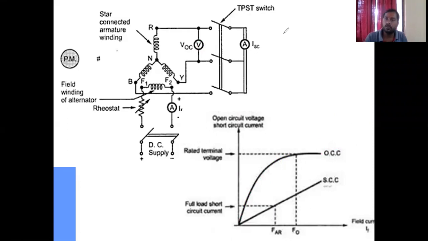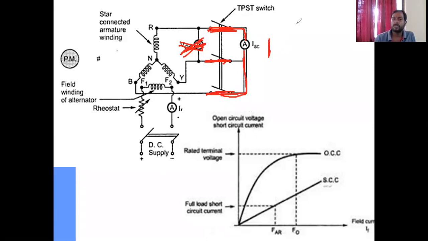Now the SC test. How to perform this SC test? The SC test is similar to the OC test, but here we need to eliminate the voltmeter. We need to remove this voltmeter, and we need to short circuit the R, Y and B terminals through an ammeter. This is the ammeter. By using this ammeter, we connect all three phases in a short circuited manner. And the procedure is, look at this curve that is drawn.